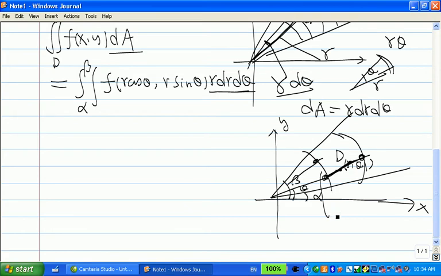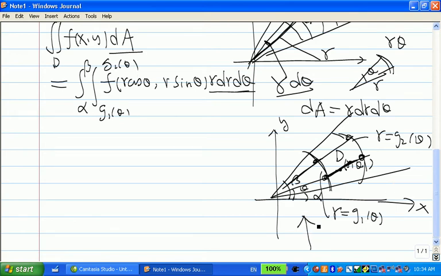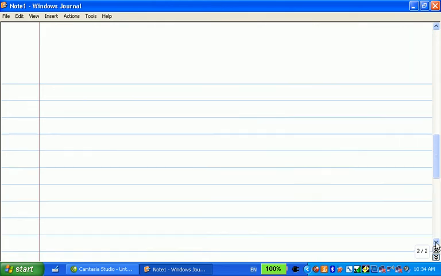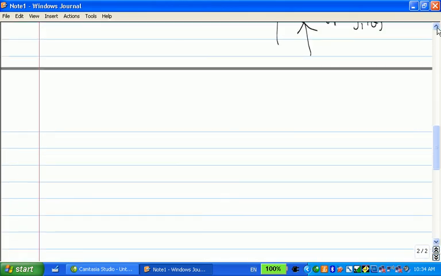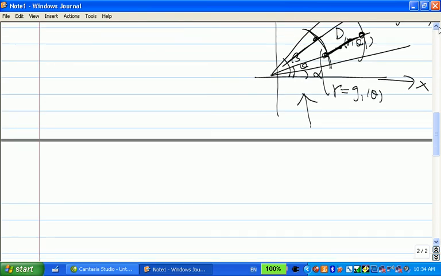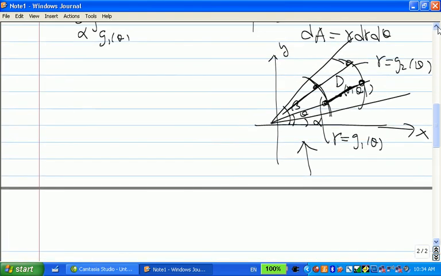So normally this is a curve, say, I call this curve r equal to g1 theta. And this curve is r equal to g2 theta. For given theta, you can find r. Therefore, you have g1 theta and g2 theta. Okay. Keep this picture in your mind. Then it will be easier for you to find those four limits, which is important.